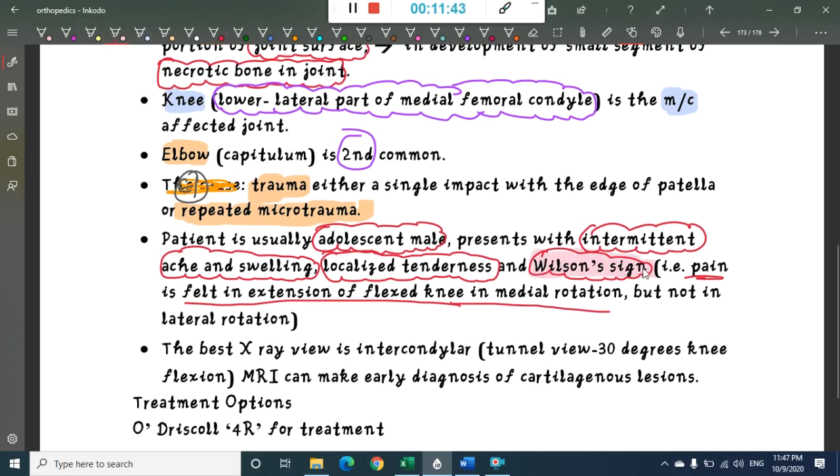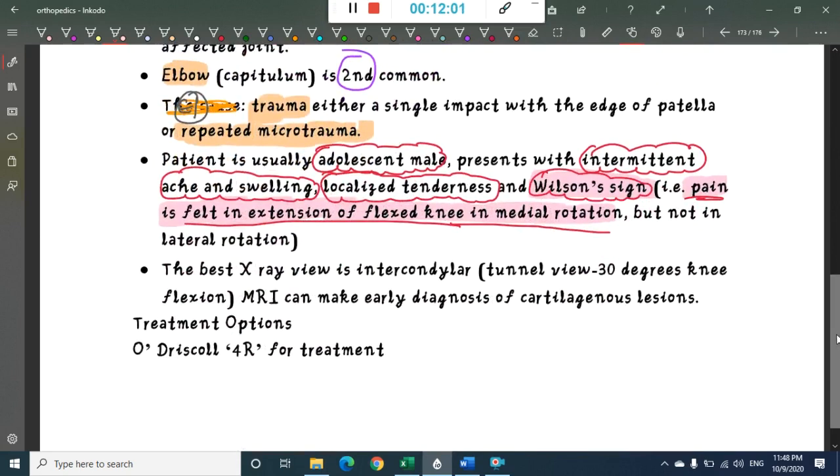So here this patient is usually an adolescent male with intermittent aches and swellings, and there will be localized tenderness. There is a sign called Wilson's sign, which shows that there is pain felt in extension of the flexed knee in medial rotation, which is specific for osteochondritis dissecans.